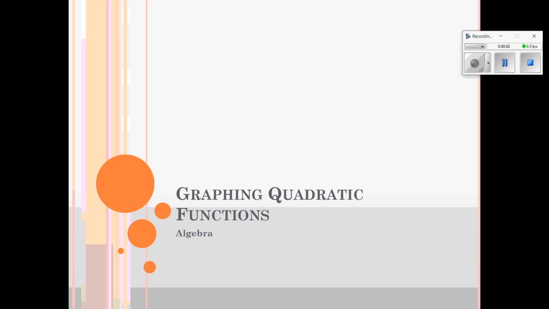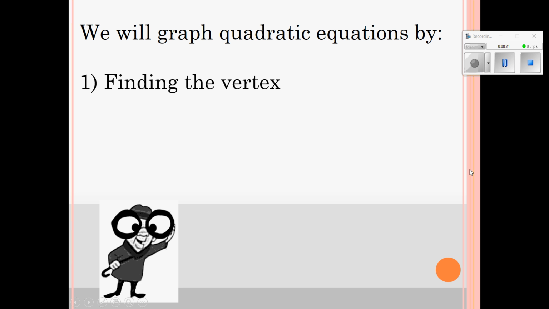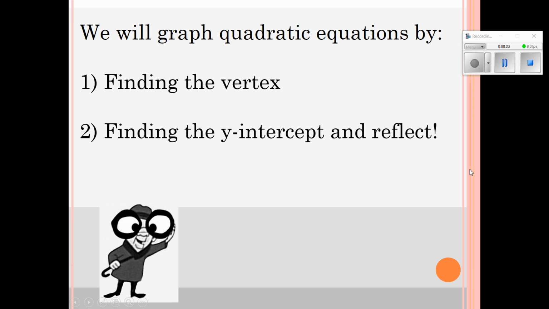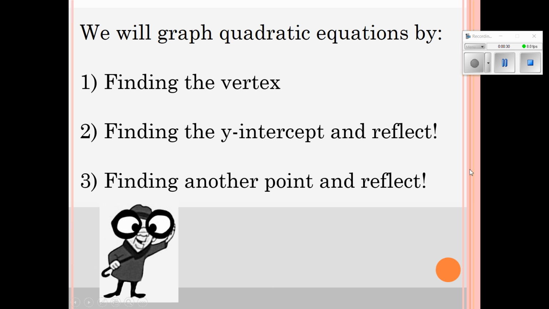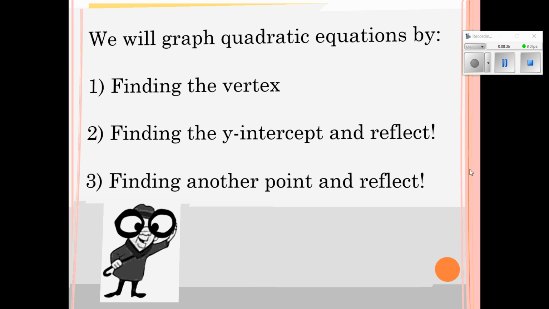Today we're going to take what we learned from the last lesson and use that to graph quadratic functions. So let's look at this. In order to graph these, we're going to first find the vertex. We're going to find the y-intercept and reflect it over the axis of symmetry. And then we're going to find another point and reflect it. So these are the 3 steps that you will be going through.